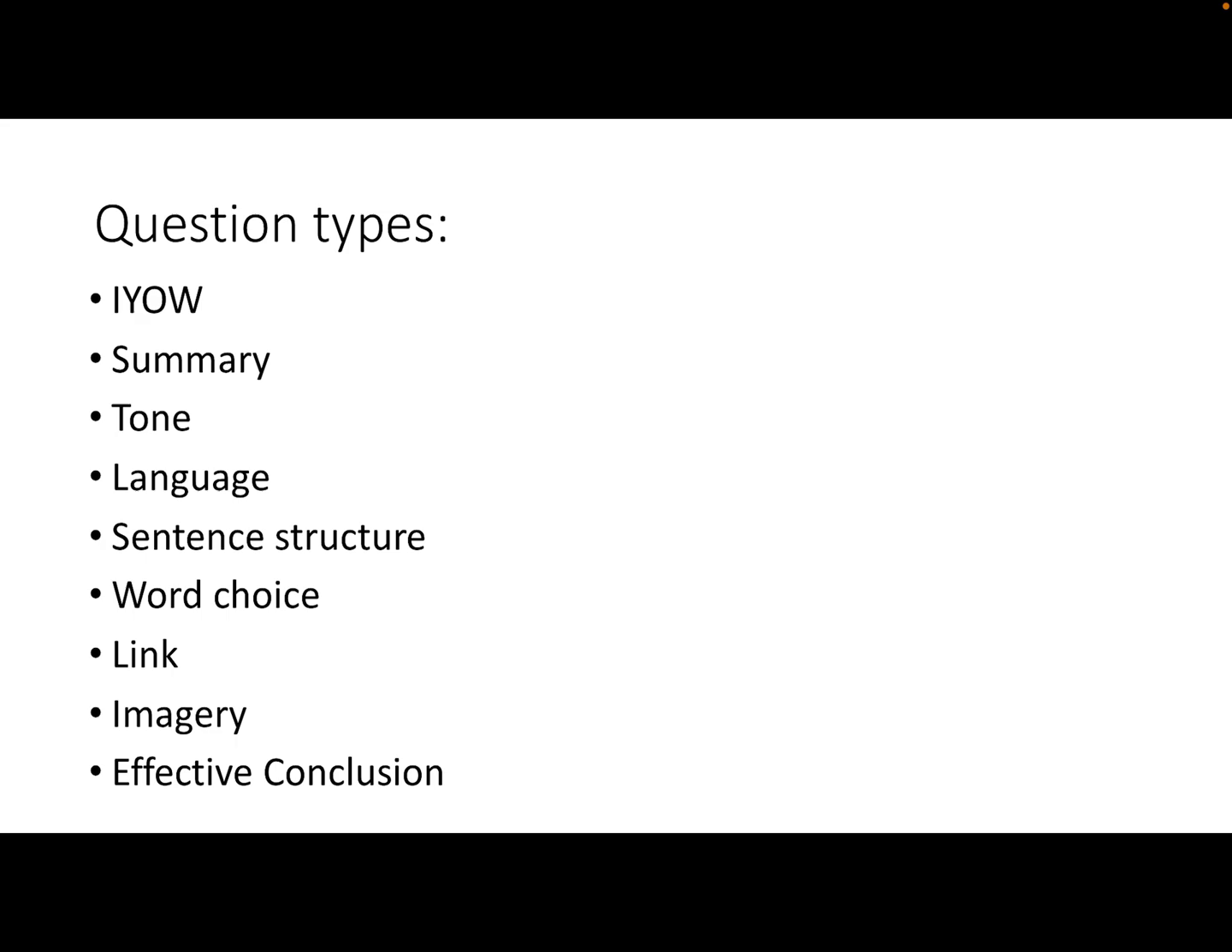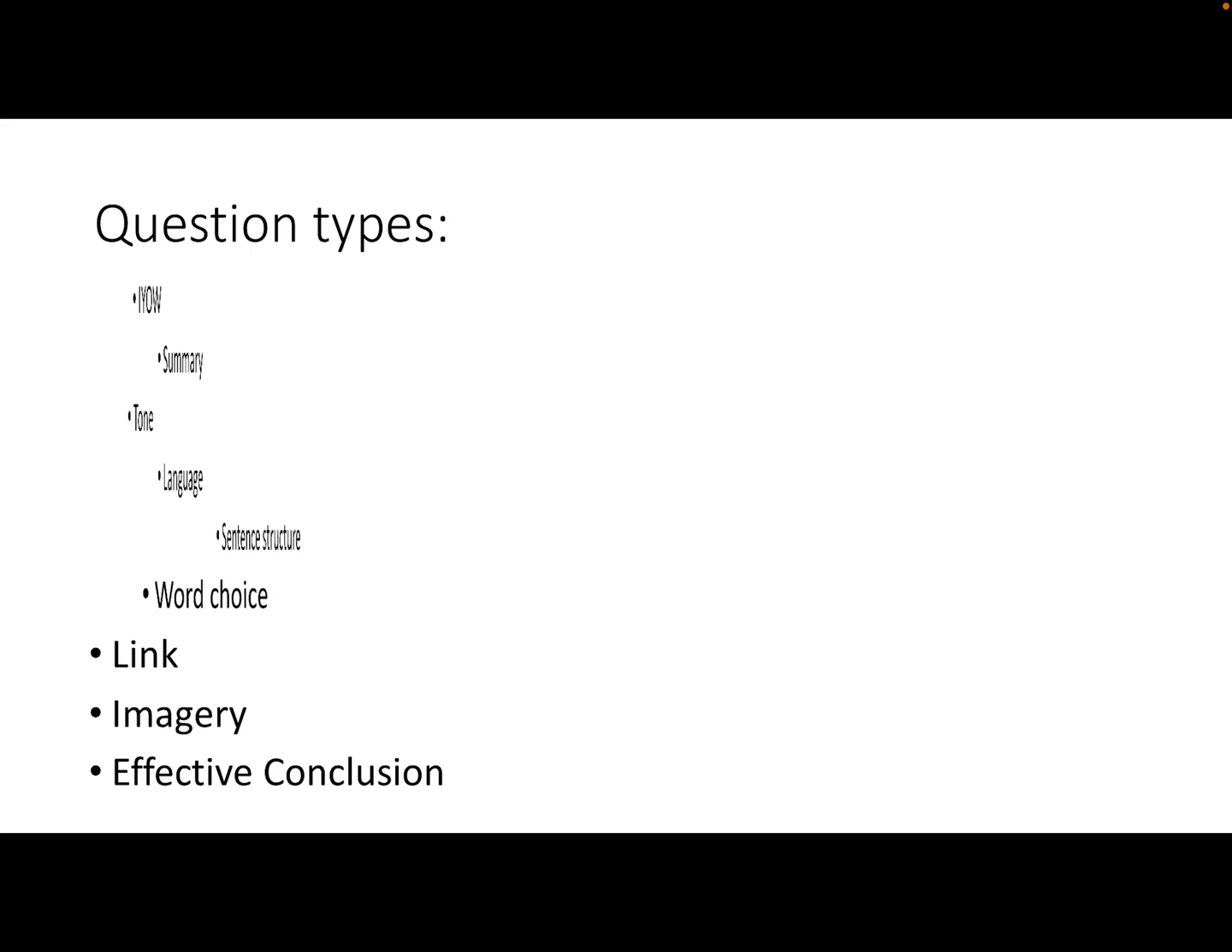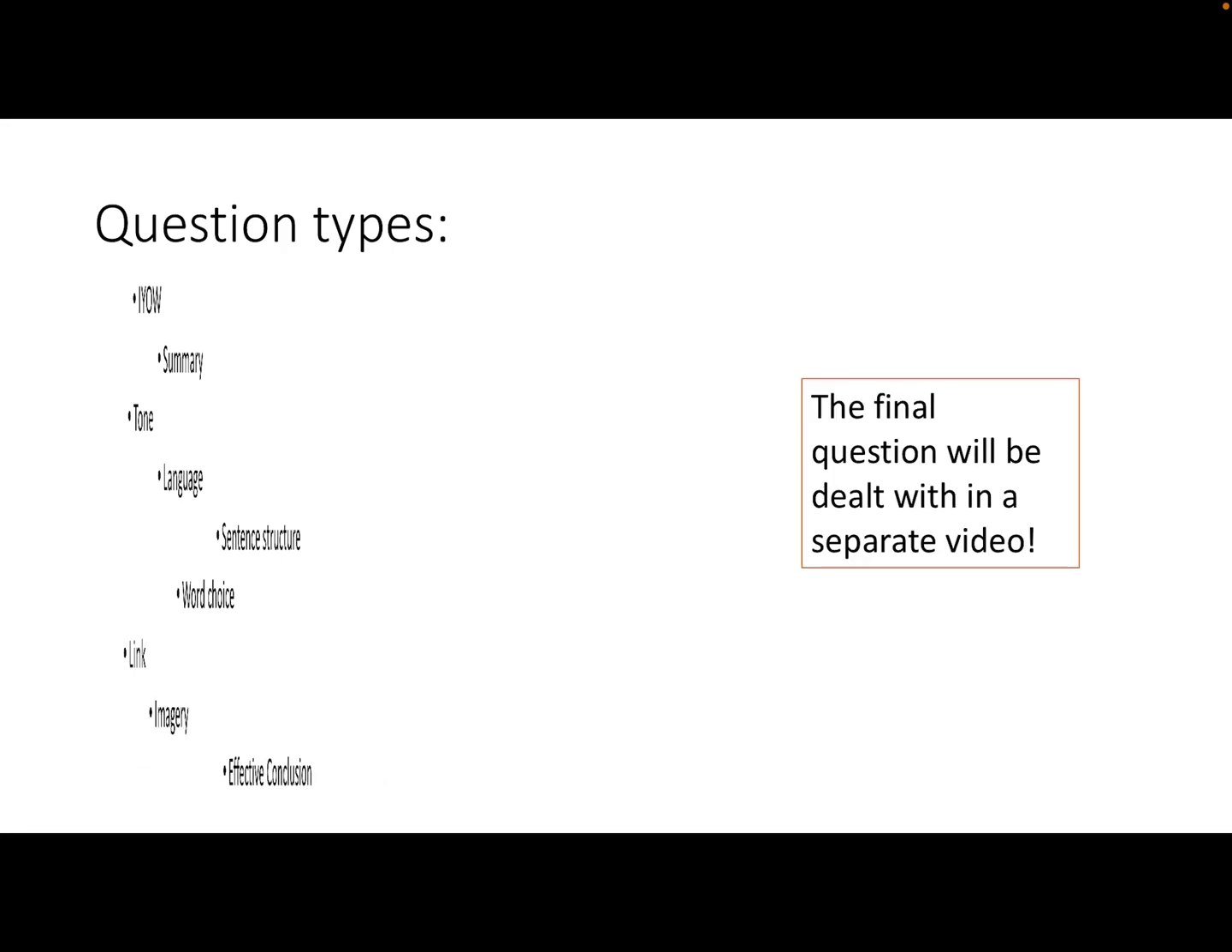So these are the question types. In your own words: summary, tone, language, sentence structure, word choice, link, imagery, and effective conclusion. So each of these question types are likely to show up. The majority of the questions in the paper will be in your own words, but each of these potentially could be worth any number of marks in the paper. The final question will be dealt with in a separate video, and obviously is its own type of question with its own rules.